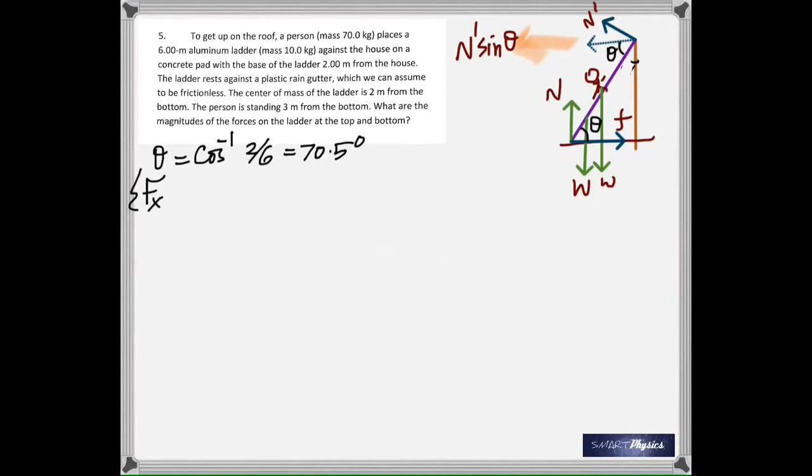Remember the two conditions for static equilibrium. Number one, the net force along both the x and the y must be zero. In this case, we're taking the forces along the x axis. There are only two forces along the x axis, if you may notice. One is friction, and the other is N prime sine theta. So they must be equal to each other. So friction must be equal to N prime sine theta.